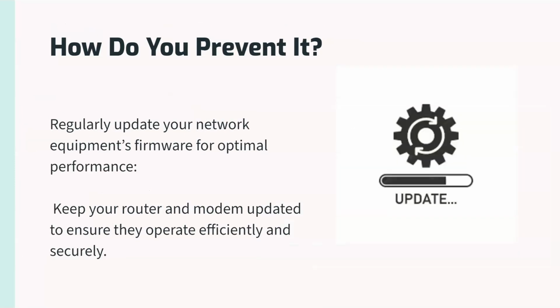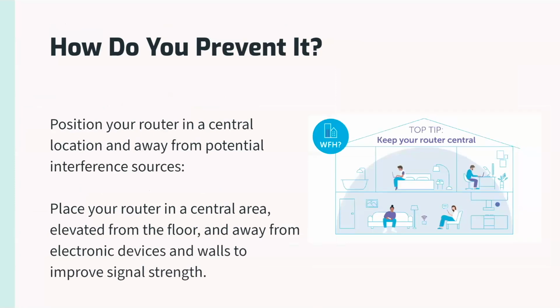You can regularly update your network equipment's firmware for optimal performance. You can keep your router and modem updated to ensure they operate efficiently and securely. You can position your router in a central location and away from potential interference sources. So you can place your router in a central area, elevated from the floor and away from electronic devices and walls to improve the signal strength.